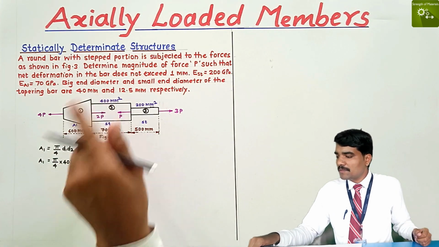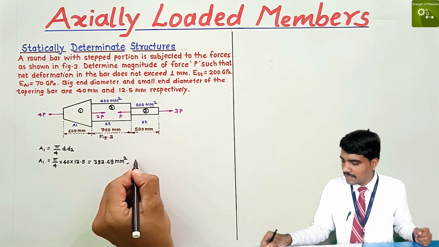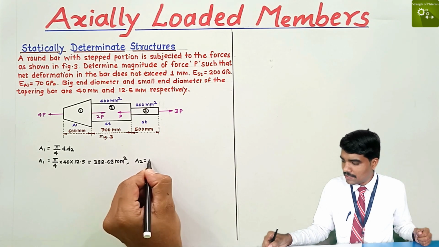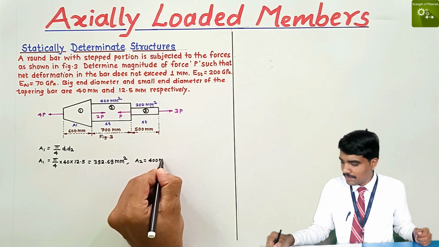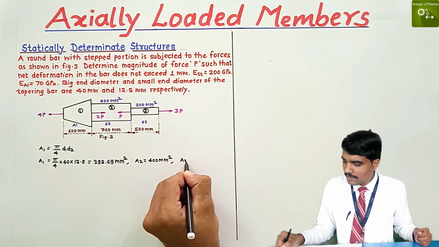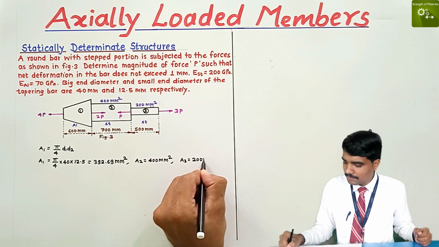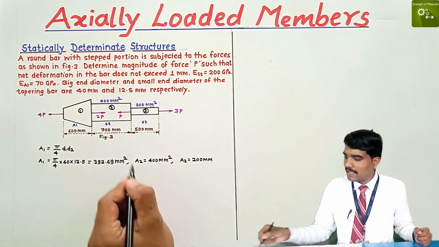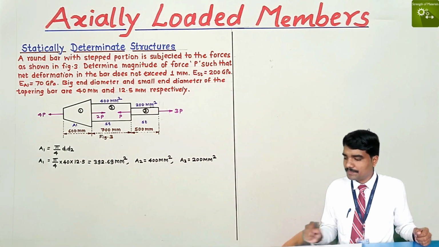Area of second member is 400 mm square, it is given. The area of second member is 400 mm square. Area of third member is 200 mm square. Okay, we got the area of each member.